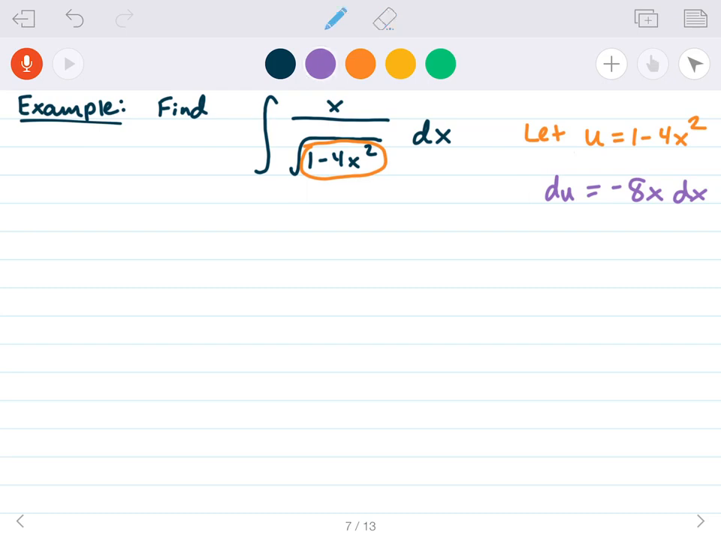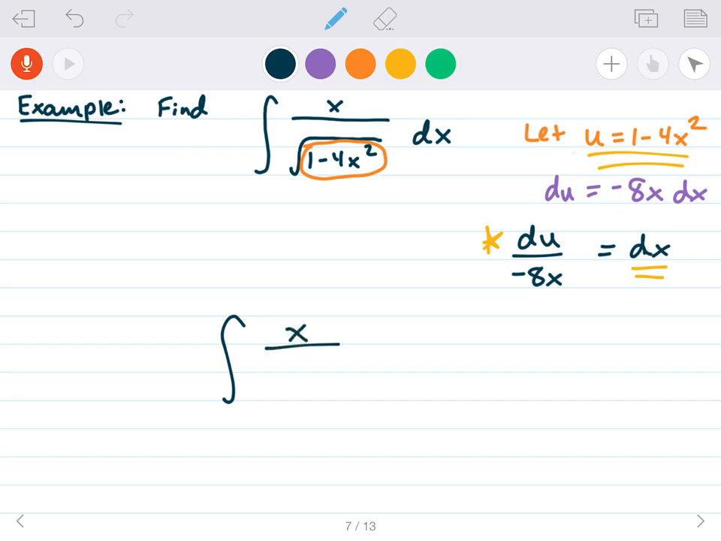Okay. So from here, if I isolate dx, I divide both sides by negative 8x. dx is the same thing as du over negative 8x. So I can make that substitution, and let's see what happens. So u is 1 minus 4x squared. So that's what I'm subbing in under the radical. And dx is the same thing as du over negative 8x. So that's what I'm subbing in here.